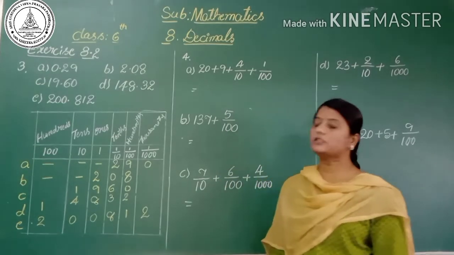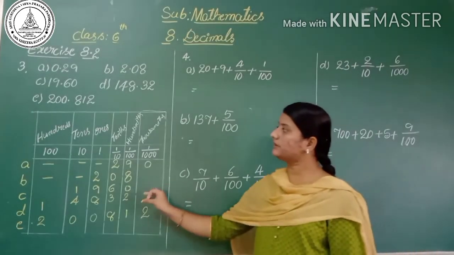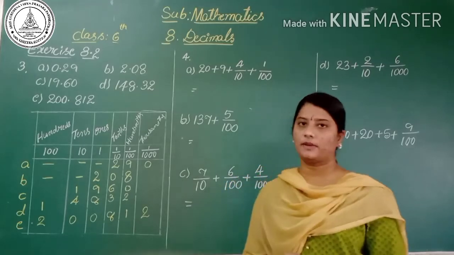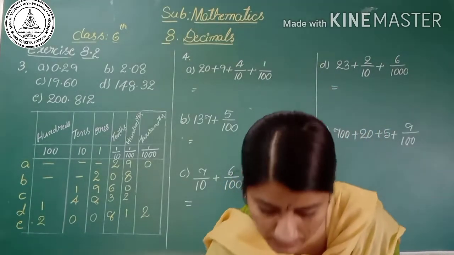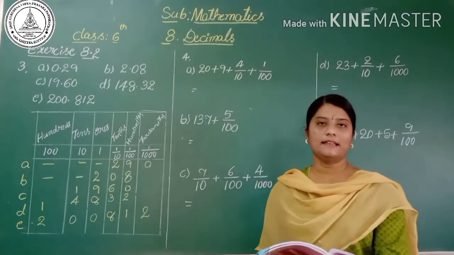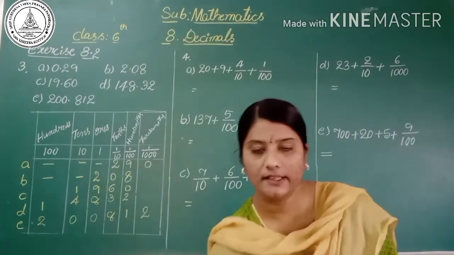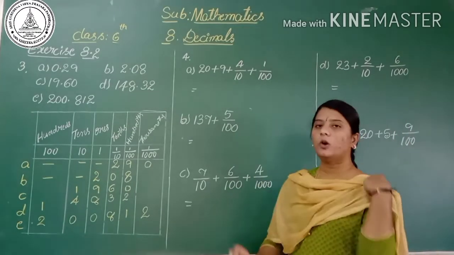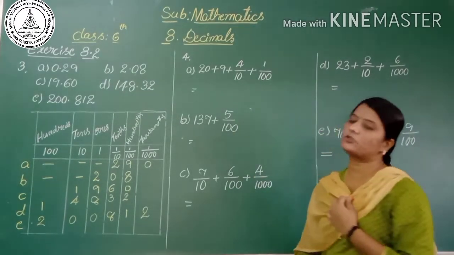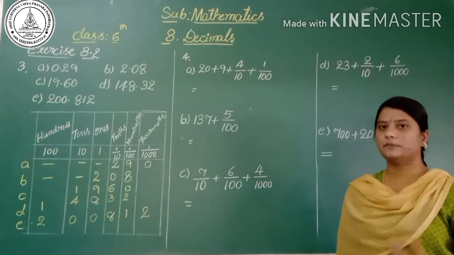Okay, so like this we have to write the numbers in the place value table. Then let's see the fourth question. Write each of the following as decimals. So here they are given whole numbers and decimal fractions. We have to write them in decimal form.